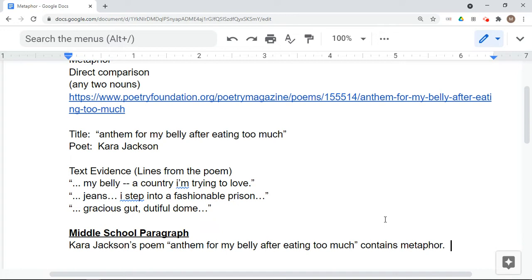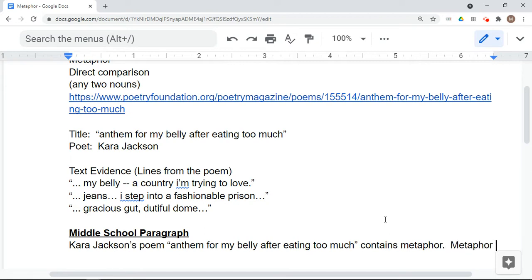Again, super basic, very simple first sentence, letting our reader know where we are going. We're going to talk about metaphor. We know the poem we're talking about, the title of the poem. We know it's a poem, and we know it's written by Kara Jackson. Kara Jackson's poem, "Anthem for My Belly After Eating Too Much," contains metaphor.